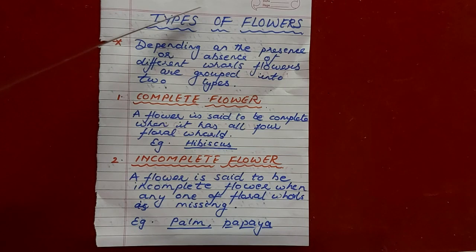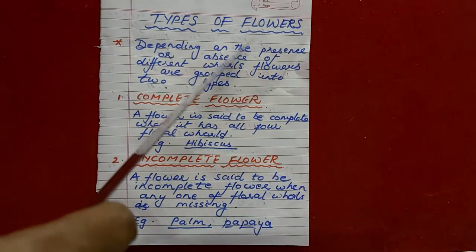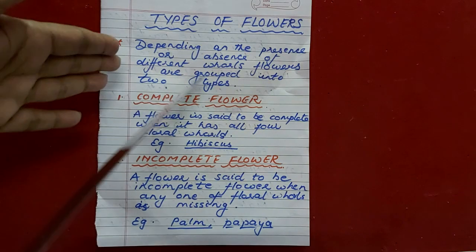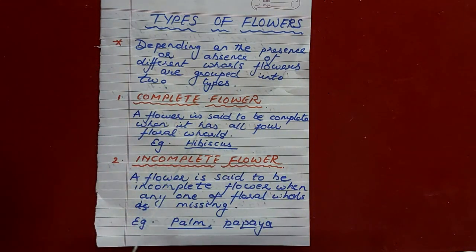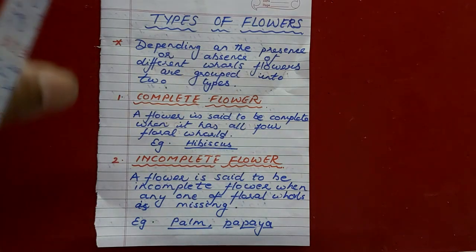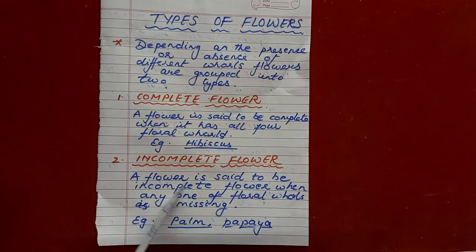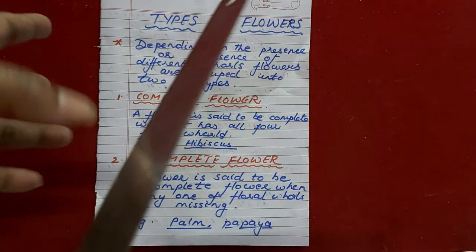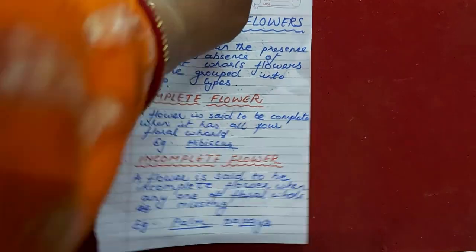Okay, so types of flowers, there are two main broad categories. One category is on the presence or absence of the different parts of the flower, in which there are complete flower and incomplete flower. Complete flower is one in which all the four floral whorls, sepals, petals, stamens and carpel, all four things are present. And incomplete flower, if any one thing is missing, if either sepal is missing, petal is missing, androecium is missing, or the gynoecium is missing, any one thing is missing.